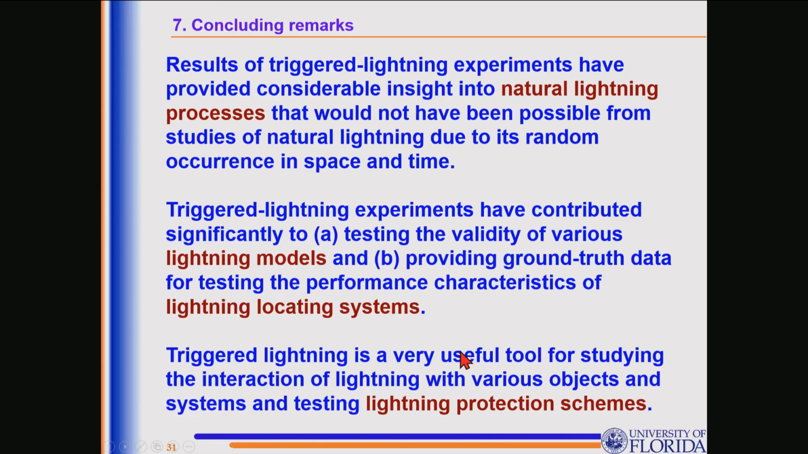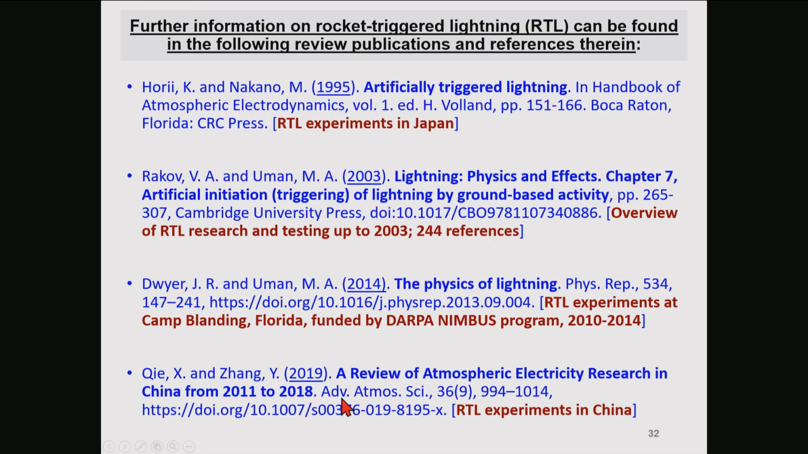And to conclude, results of triggered lightning experiments have provided considerable insight into natural lightning processes that would not be possible from studies of natural lightning due to its random occurrence in space and time. Triggered lightning experiments have contributed significantly to testing the validity of various lightning models. Didn't have time to talk about that, but believe me, very important results. And providing ground truth data for testing the performance characteristics of lightning locating systems. Finally, triggered lightning is a very useful tool for studying the interaction of lightning with various objects and systems and testing lightning protection schemes.